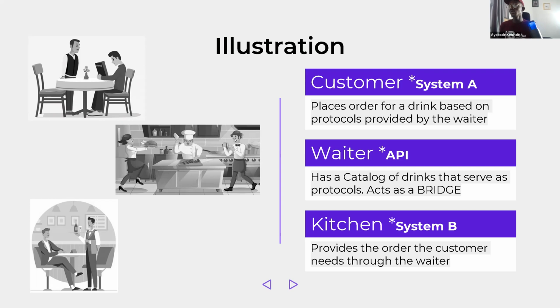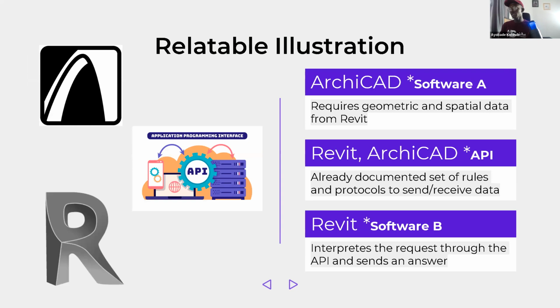The customer comes to a restaurant software B and is asking for something, for example, information or data, or in this case a drink. But the waiter comes in to connect the two of them. So that waiter is the API. Basically, an API is the connecting bridge between two different softwares.